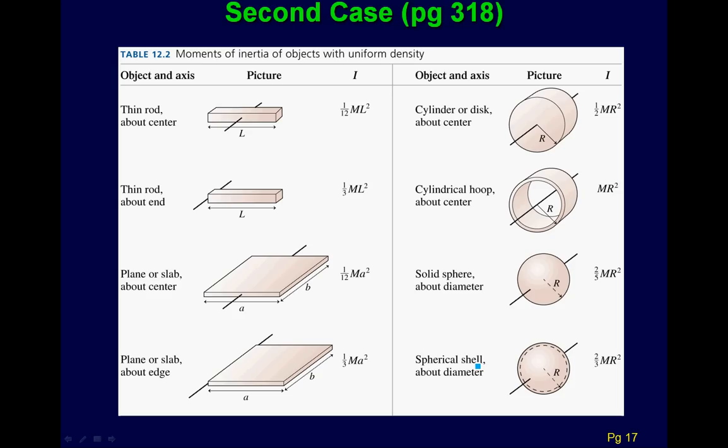And here's a copy of your picture on page 318. It's a bunch of common shapes. So here's a thin rod about the center, thin rod about the end, a solid cylinder. Here's a cylindrical hoop, which is what we just were talking about, which is mr squared. You'll see all of these have the basic flavor of mass times distance squared and then times some kind of a fraction. So for a more common object, you can just look it up in the book or on Google or something and find what it has to be.